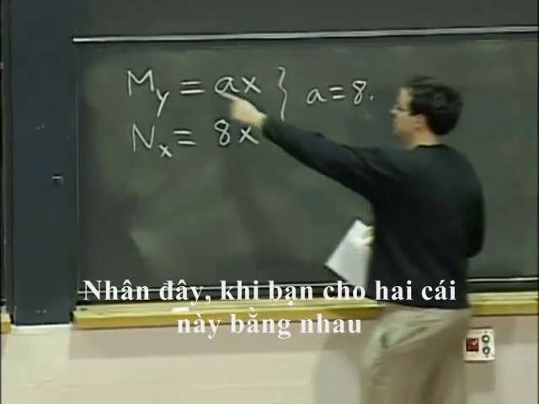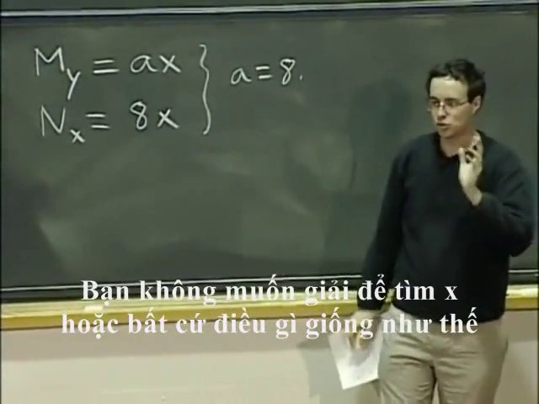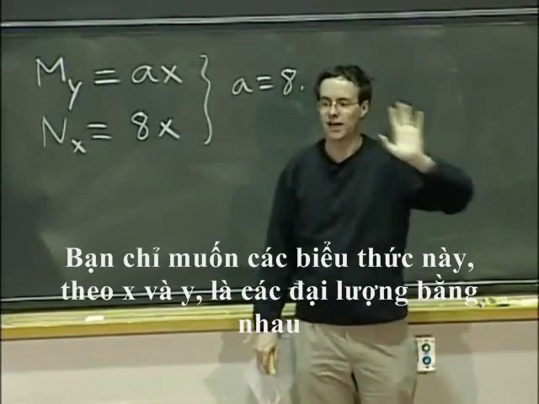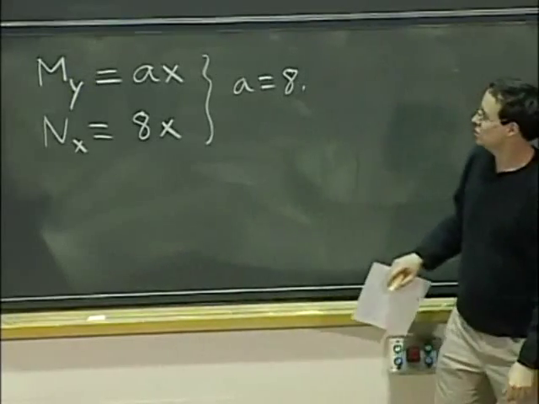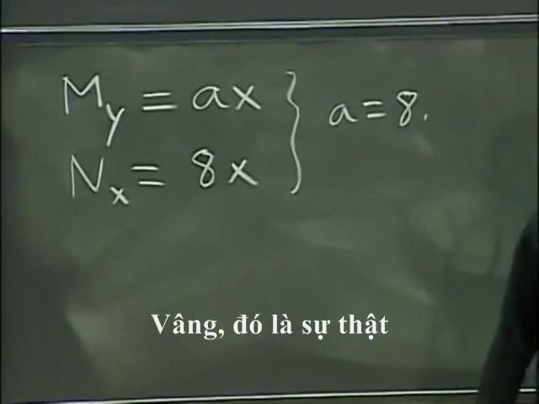By the way, when you set these two equal to each other, they really have to be equal everywhere, right? So you don't want to somehow solve for x or anything like that. You just want these expressions in terms of x and y to be the same quantities. You can't say, well, if x equals 0, they're always equal. Yeah, that's true, but that's not what we're asking.